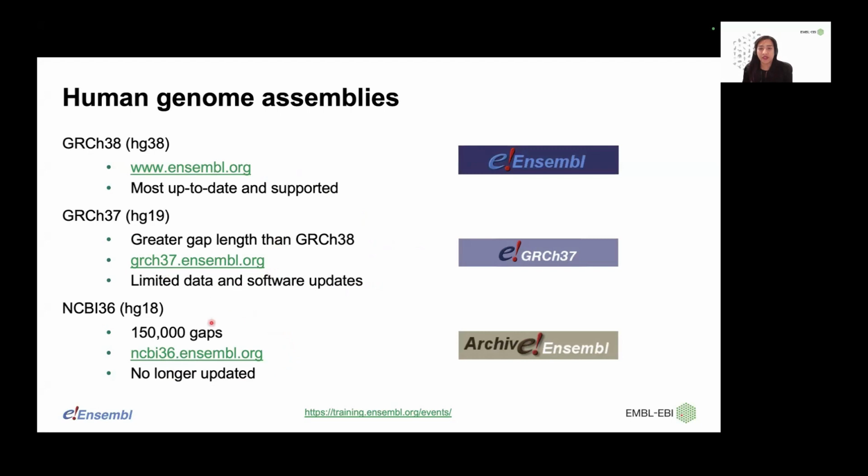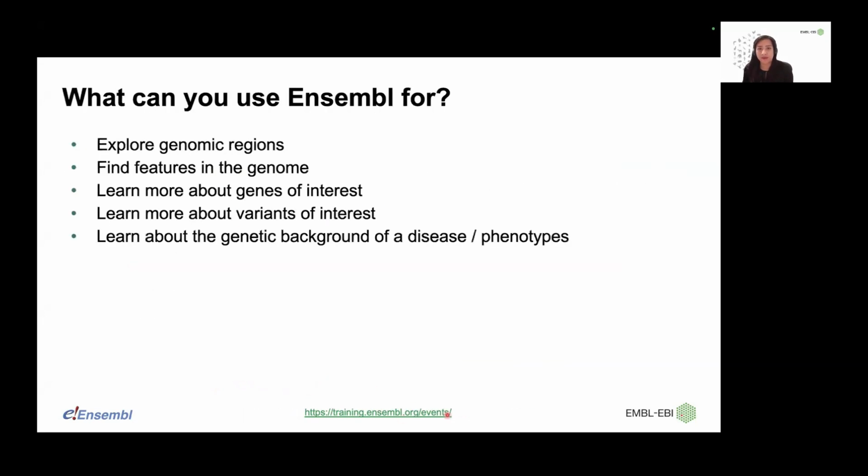We also have the older NCBI 36 or hg18 human assembly. This is also available on a separate portal, but it has much greater gaps. There are 150,000 gaps in this assembly, and it is no longer being updated. And the fourth assembly, I mentioned already, is available on Ensembl Rapid Release. So this is the T2T assembly.